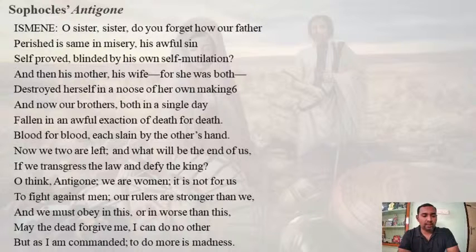Our rulers are stronger than we, and we must obey in this or in worse than this.